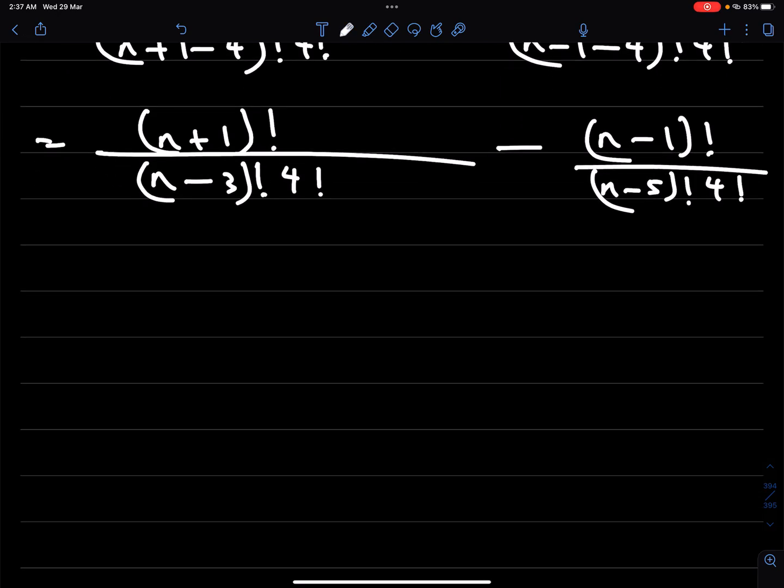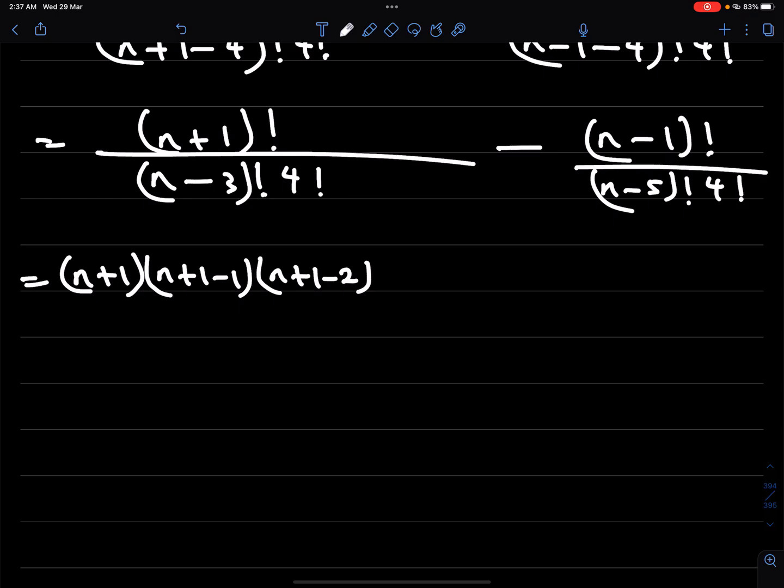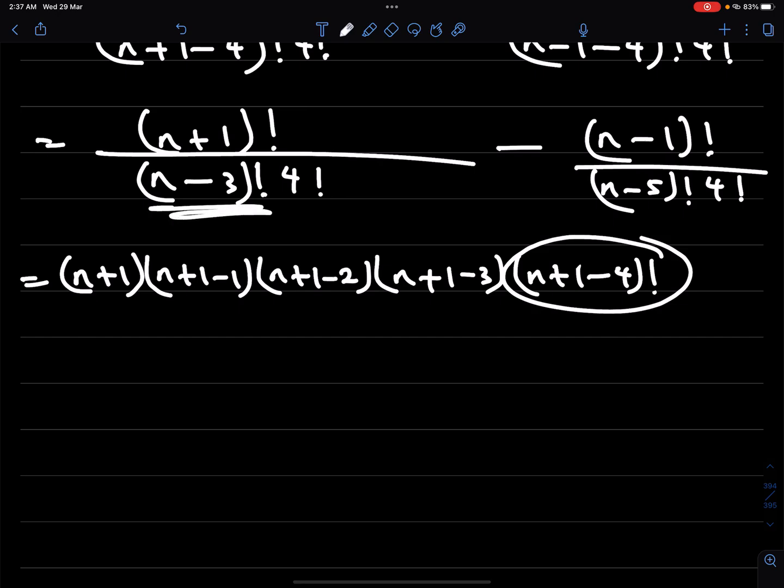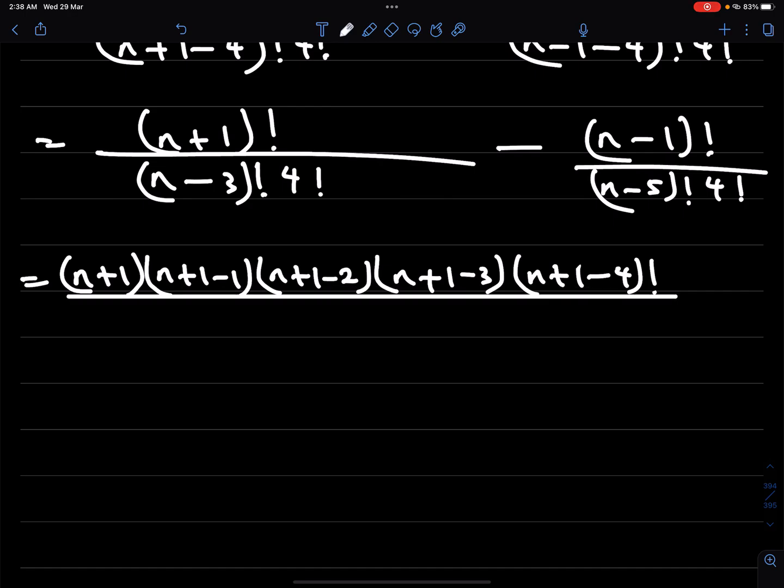Now I want to expand n plus 1 factorial such that it contains n minus 3 factorial. How do I do that? That's the same as n plus 1 times n plus 1 minus 1 times n plus 1 minus 2 times n plus 1 minus 3 times n plus 1 minus 4 factorial. This is the same as n minus 3 factorial. So that's why I'm going to stop there, all over n minus 3 factorial 4 factorial.